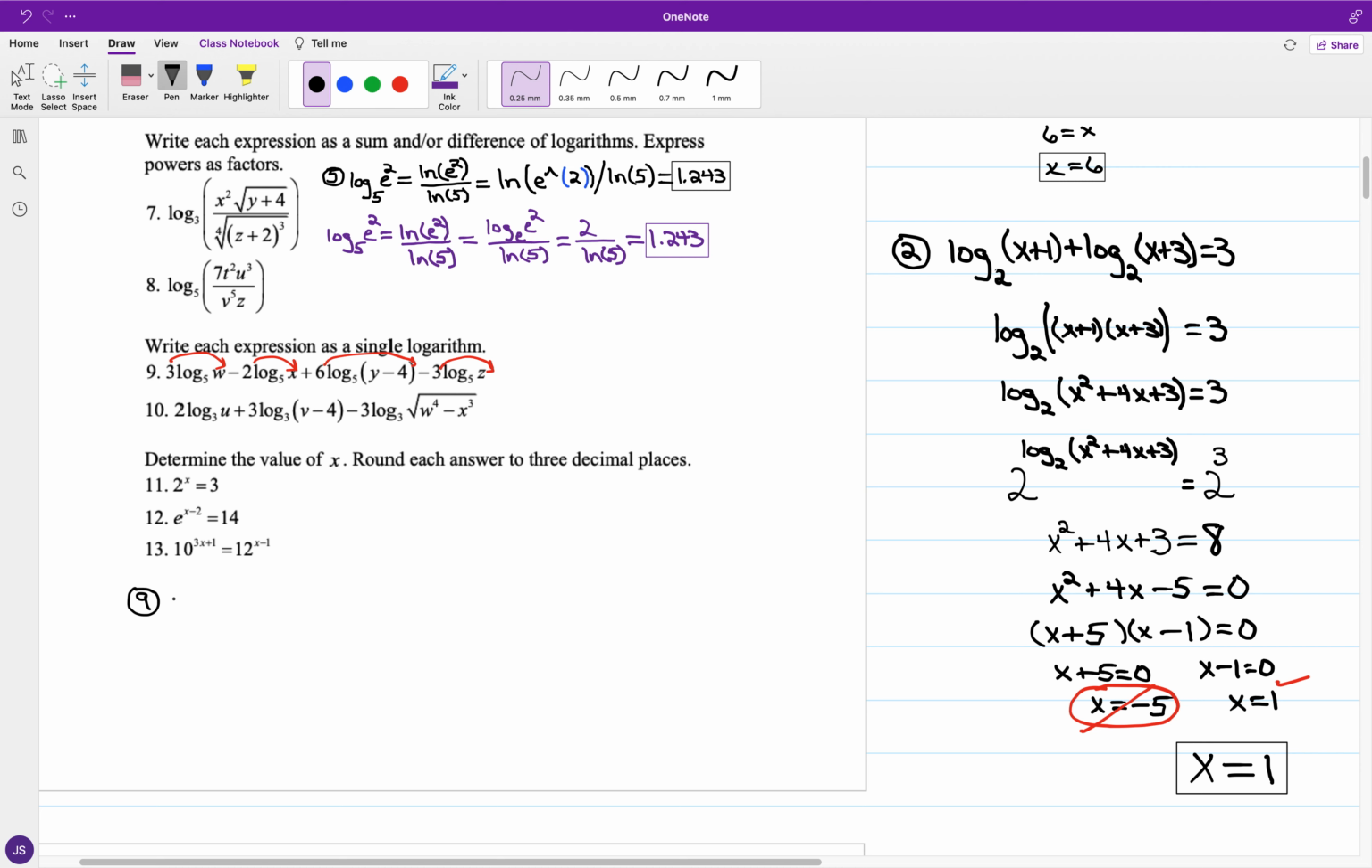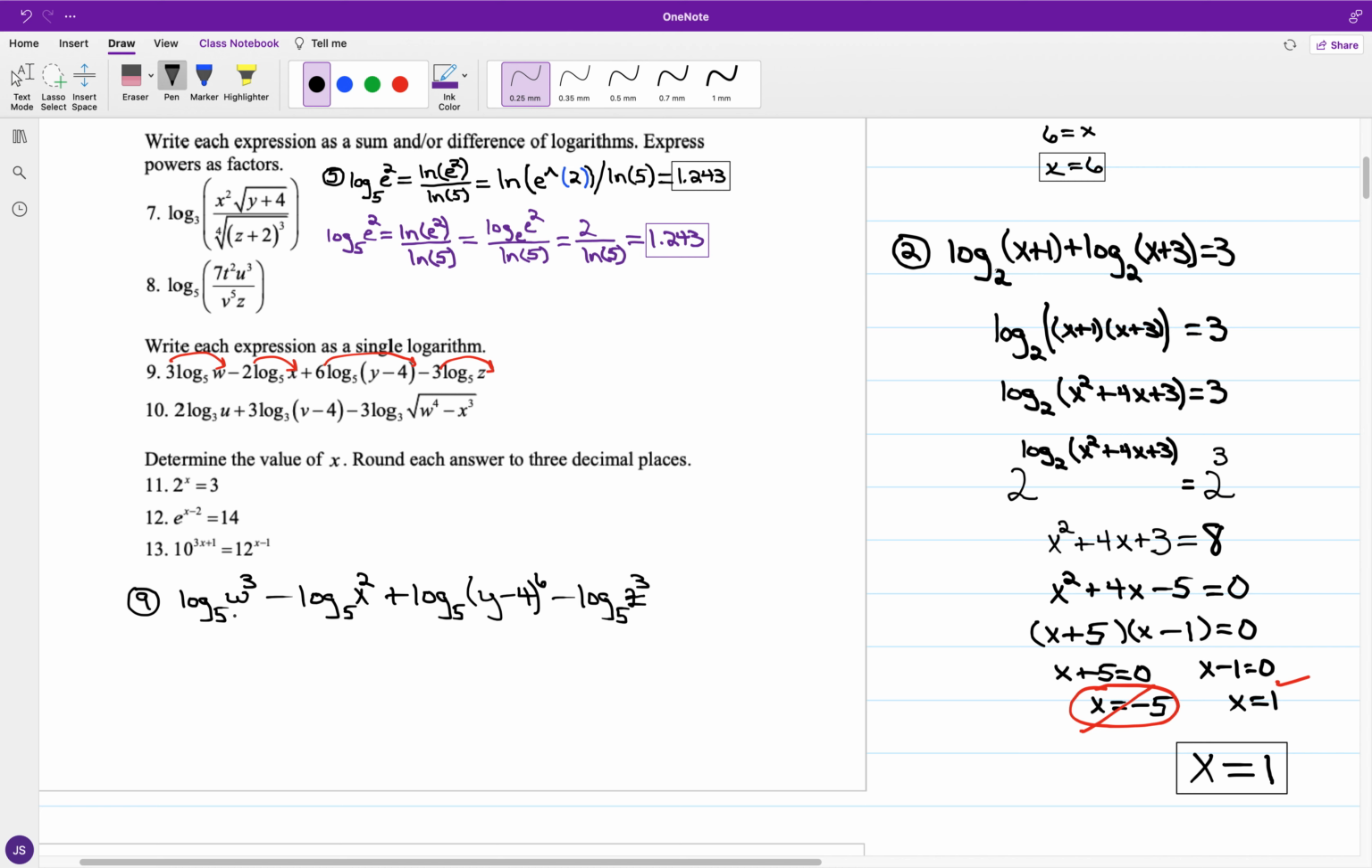And so for what we have in 9, this is going to become the base 5 logarithm of w to the third, minus the base 5 logarithm of x squared, plus the base 5 logarithm of y minus 4 raised to the 6th, and minus the base 5 logarithm of z to the third.